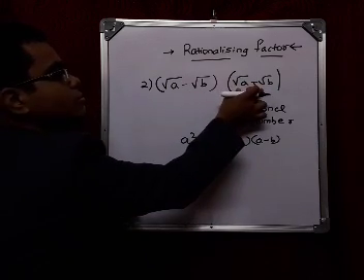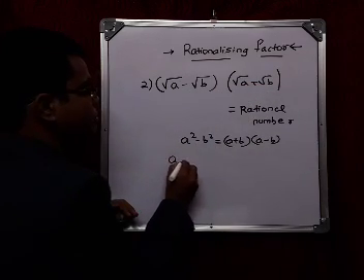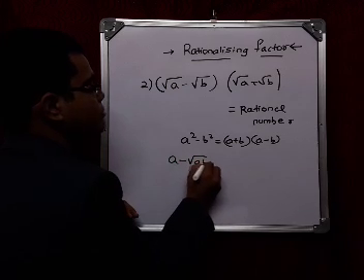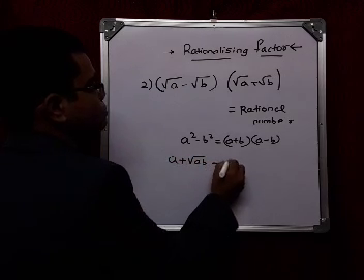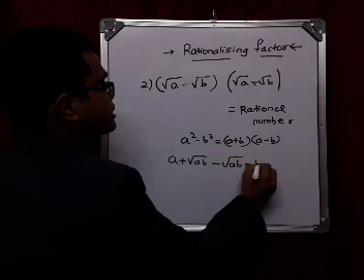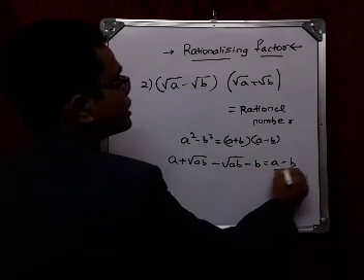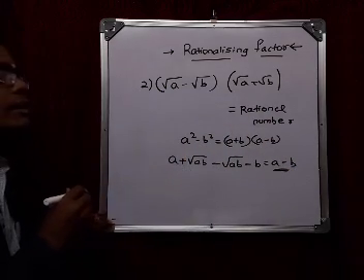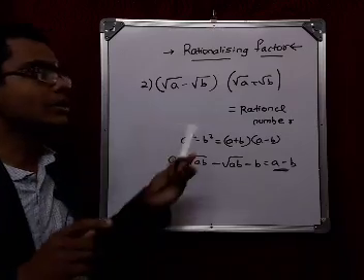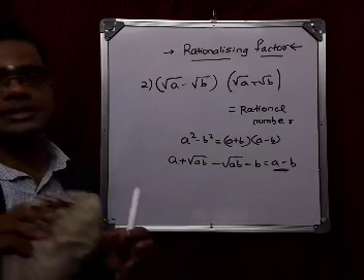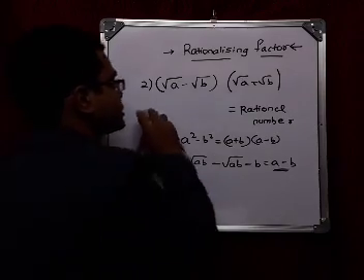So root a minus root b into root a plus root b. If you multiply it, you get a minus root ab plus root ab minus b, again the answer a minus b. So again it is a rational number. So for root a minus root b form of surds, root a plus root b is the rationalizing factor. Good. Summarizing.